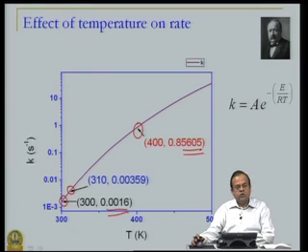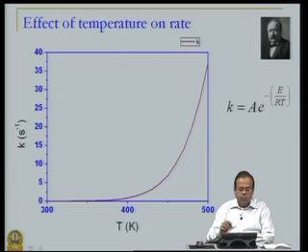This difference goes on widening as we increase the temperature. In other words, because the temperature dependency of the rate constant is of exponential form, it is a highly non-linear dependency. A small increase leads to a large increase in rate constant, and in this domain we can see that from here to here the rate constant has increased significantly.